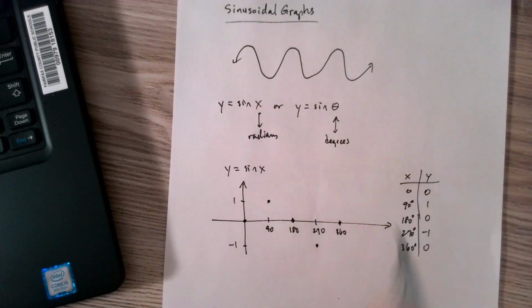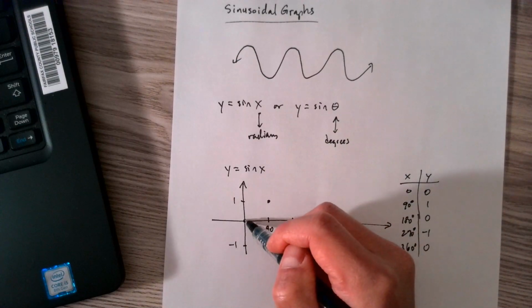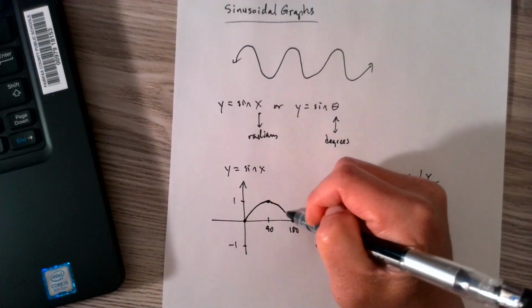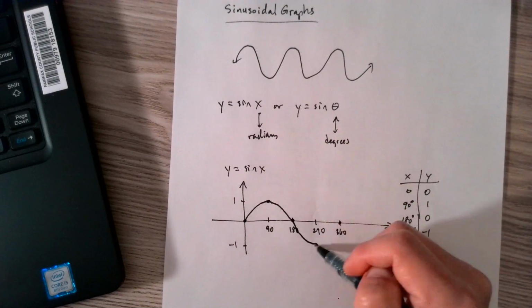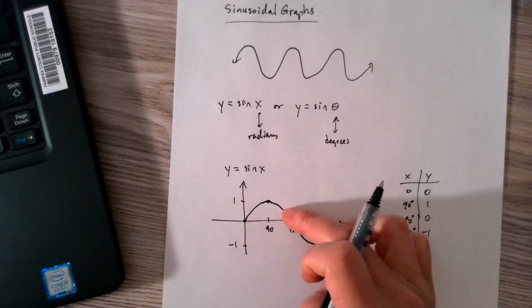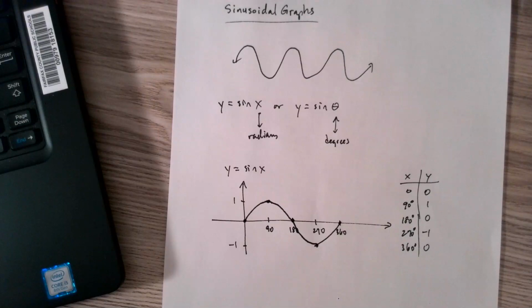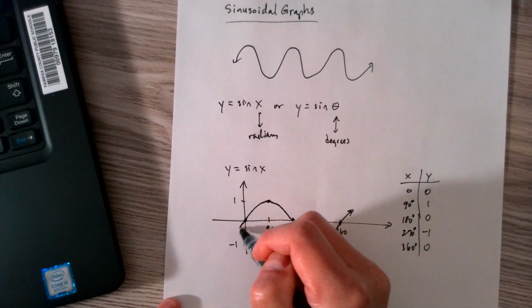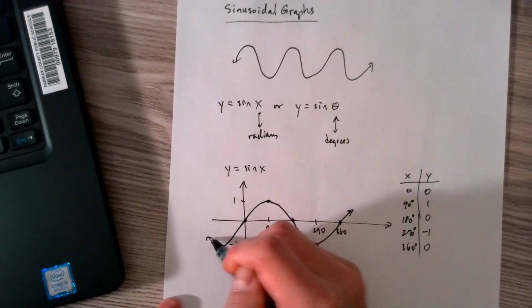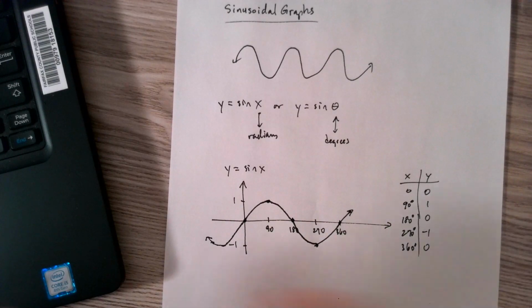If you plotted all the x values or y values between the x values of 0 and 90, you would get a curve like this. And then between 90 and 180 like this. So it'll be smooth. And this part would be a reflection of this under the x-axis. And of course that would repeat, since sine is a cyclical function. So that would go on forever in both directions. So this is your basic sinusoidal graph.